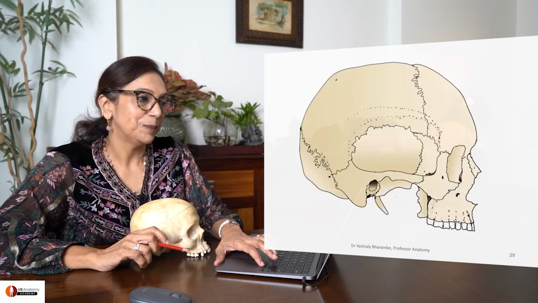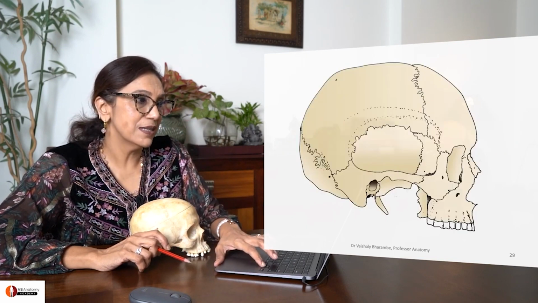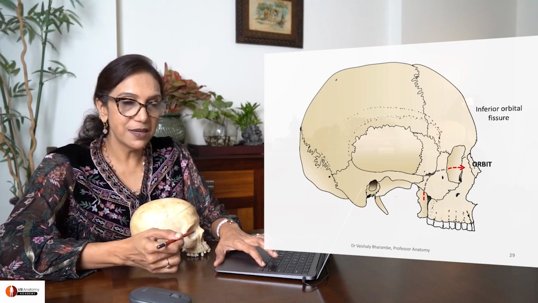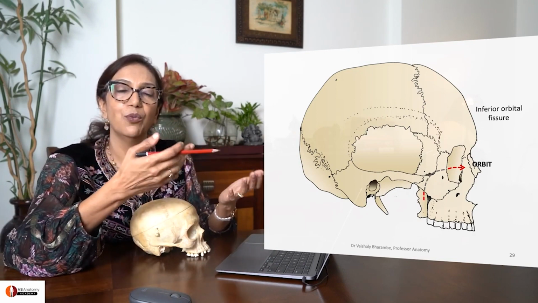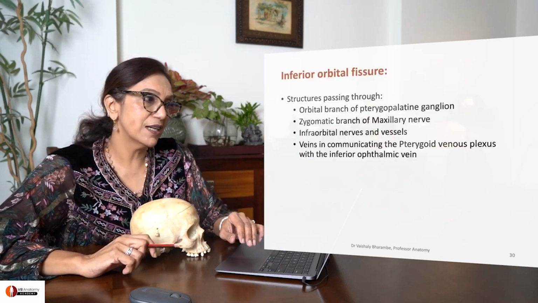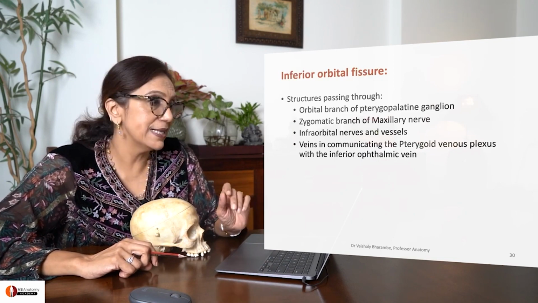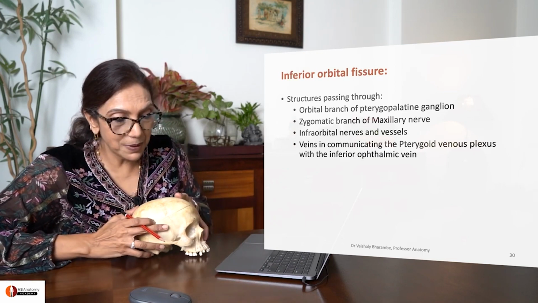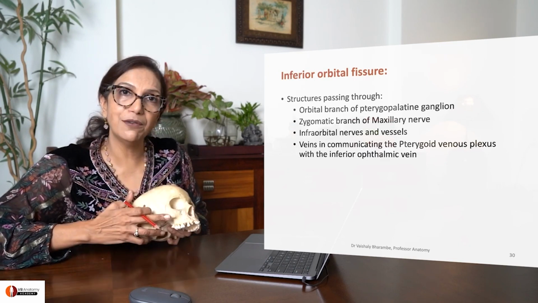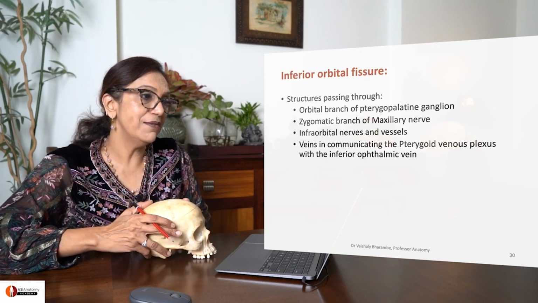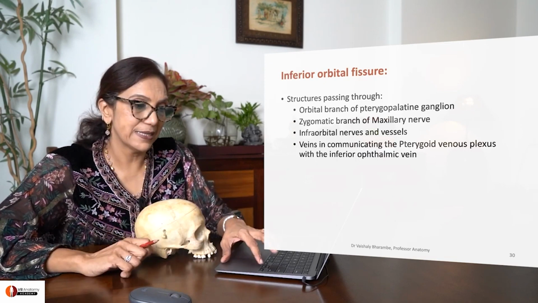So let's revise the communications of infratemporal fossa. It is anteriorly communicating with the orbit through the inferior orbital fissure. What are the structures communicating? The structures can be the orbital branch of pterygopalatine ganglion, zygomatic branch of maxillary nerve, infraorbital nerves and vessels. Remember, they pass through it and finally emerge over here through the infraorbital foramen. We've done this earlier. And veins which will be communicating, the inferior ophthalmic vein with the pterygoid venous plexus. Right.